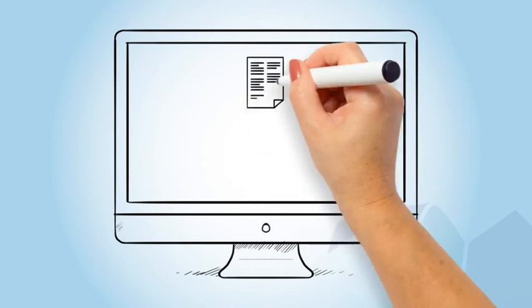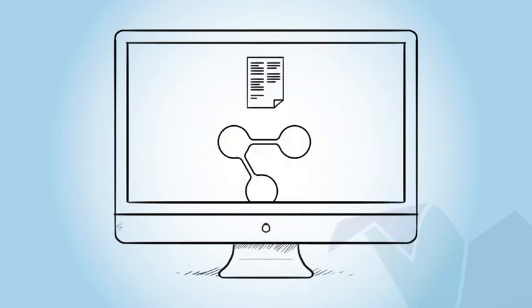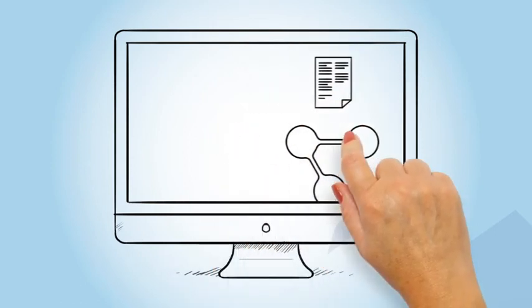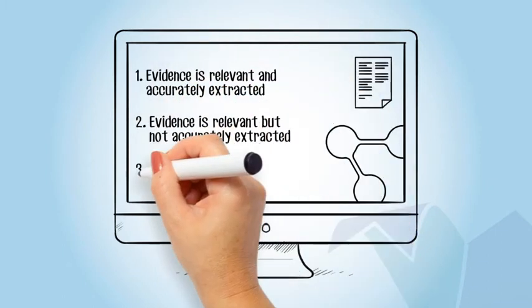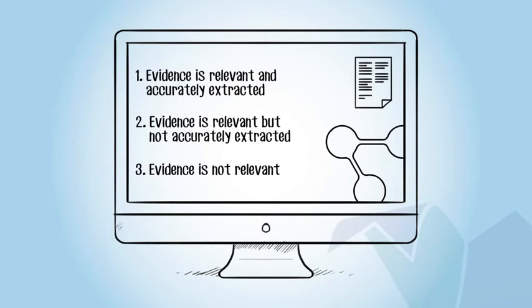Finally, you can vote to approve or reject evidence for edges. Each time you want to do this, you'll have to choose one of three statements that best describes the evidence. The first says the evidence is relevant and was accurately extracted from the reference. This is most consistent with an approval. The third says the evidence is not relevant to the network, and this is most consistent with a disapproval. The second says the evidence is relevant but was not accurately extracted.